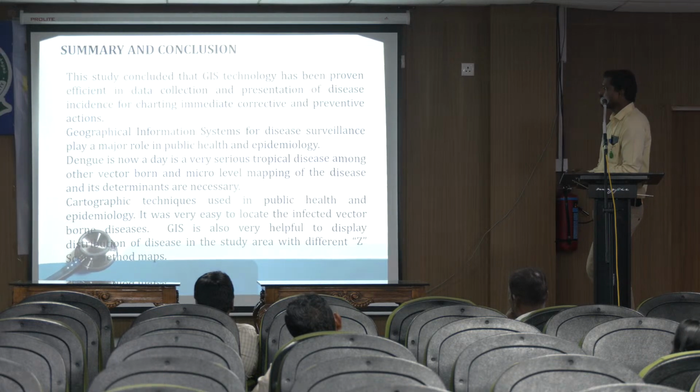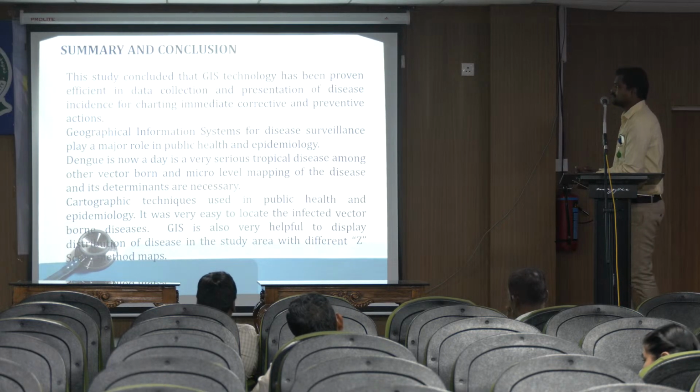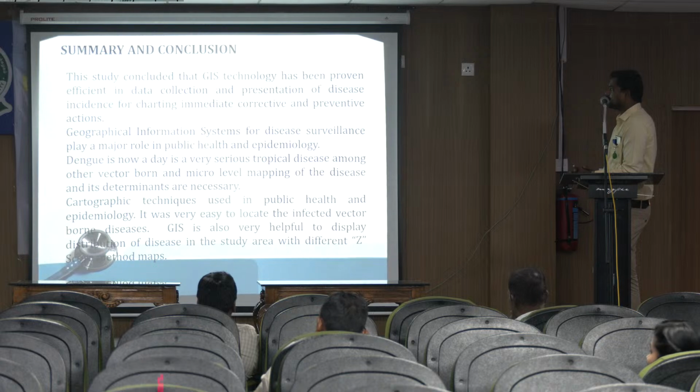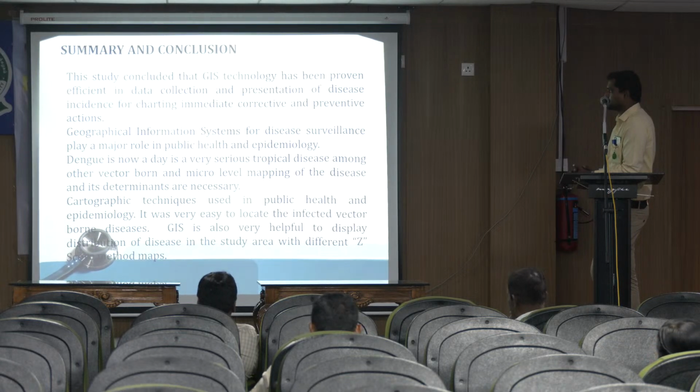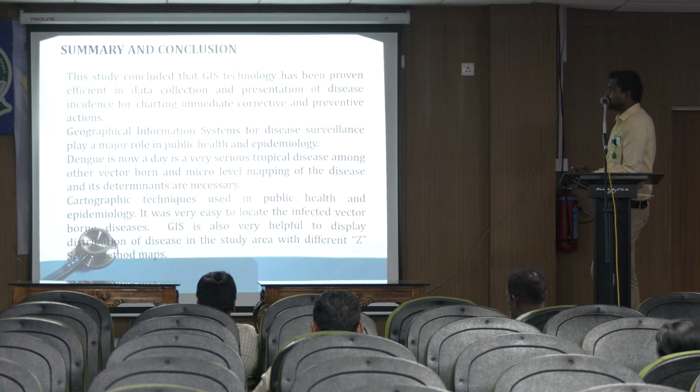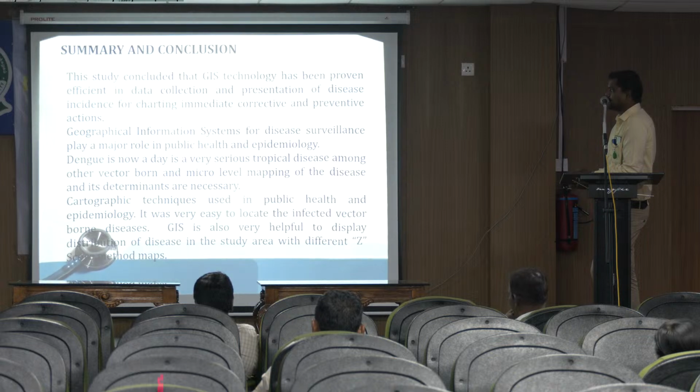Next, the summary and the conclusions. This study concludes that GIS technology has proven its efficiency in data collection and presentation of disease influence, carrying out immediate correlative and preventive actions. Geographical information for disease surveillance plays a major role in public health and epidemiology.